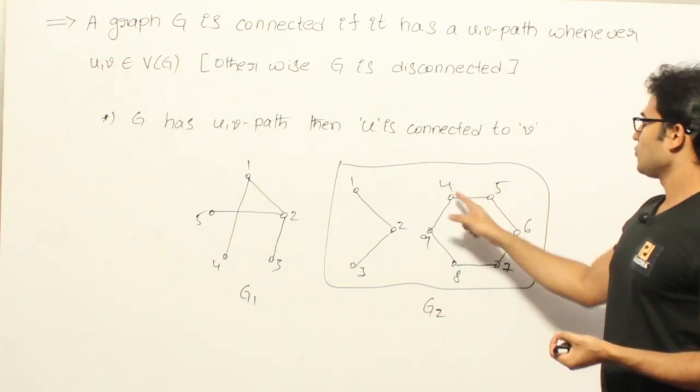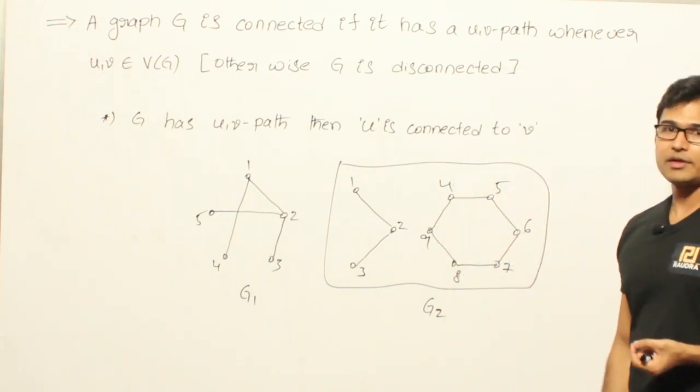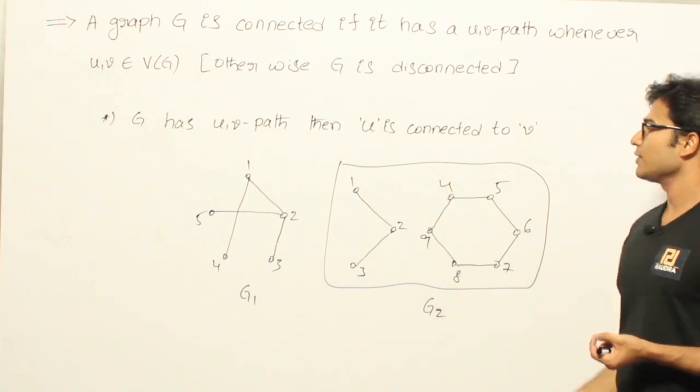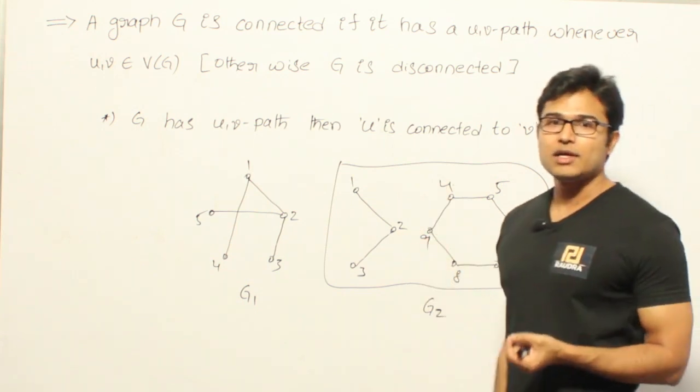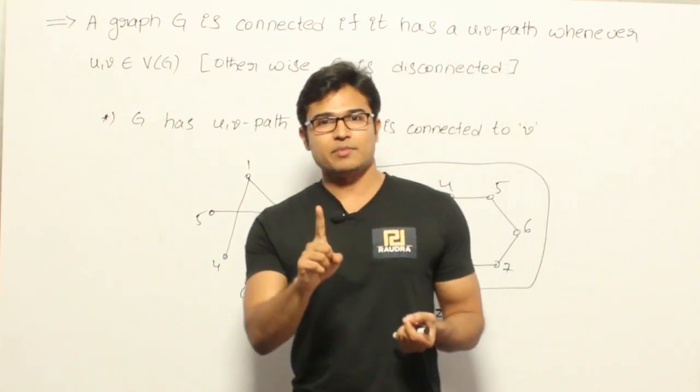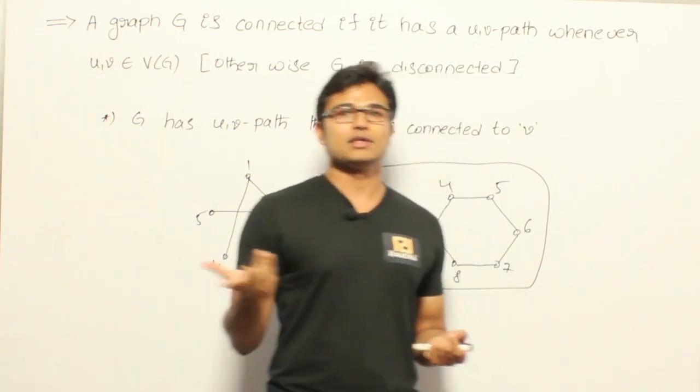Okay, what about this one? 4 and 5 are connected, 4 and 9 are connected, but 1 and 4 are not connected. That is why the entire graph is called disconnected. Even if you find one pair which is not connected, you can say that it is not a connected graph. Okay, fine.